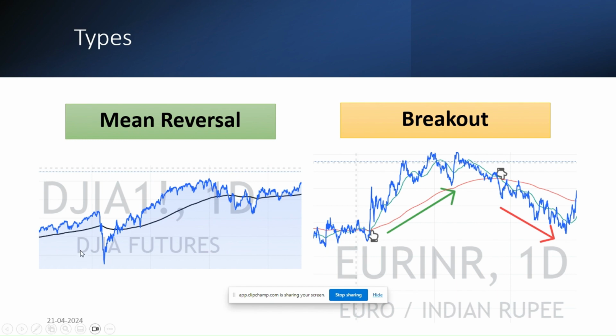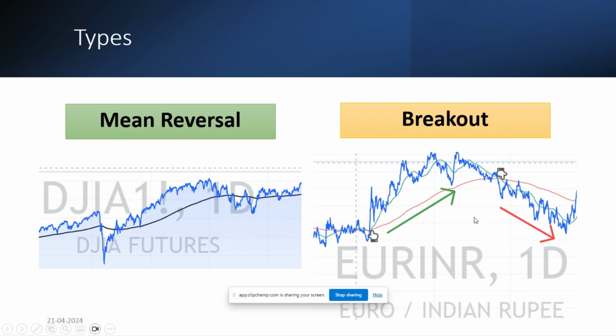For example, here we are showing the Dow Jones future, and we can see there is a 200k moving average, and whenever the price goes away from the 200k moving average, it comes and meets the mean value. So price cannot stay long away from the mean value, it has to come and meet the mean value.